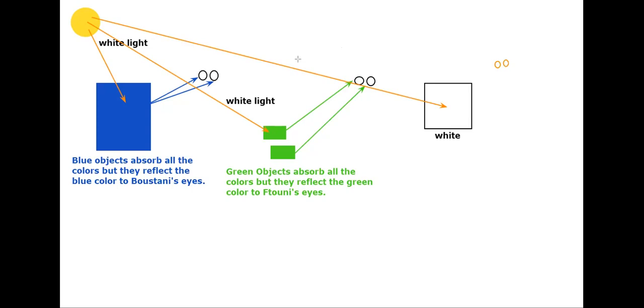Which colors do white objects absorb? They absorb all the colors? Hey, Malak, do they absorb the sun? Say the answer. They will not absorb anything. Excellent answer. White objects do not absorb colors. They reflect all the colors.